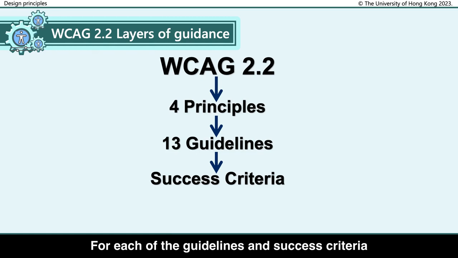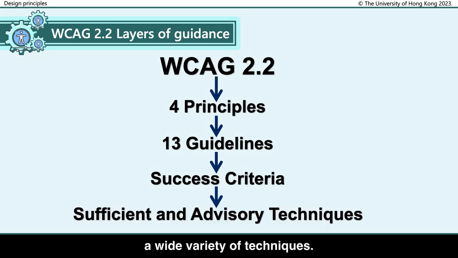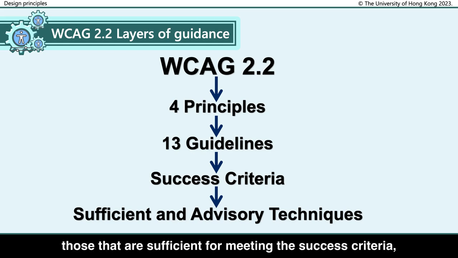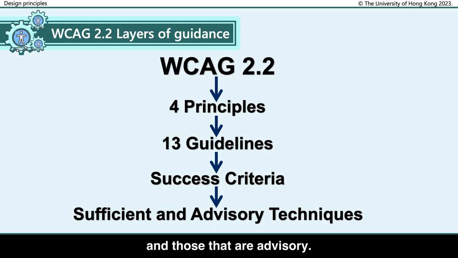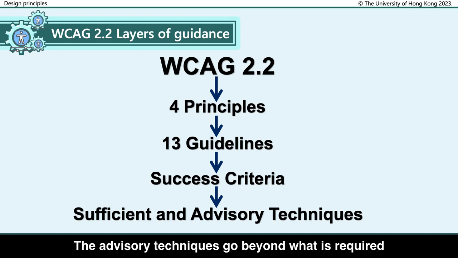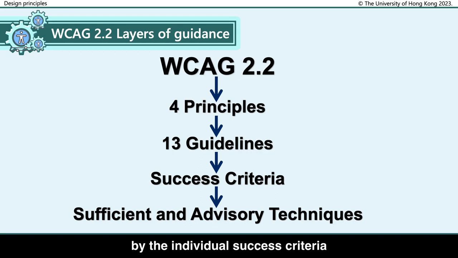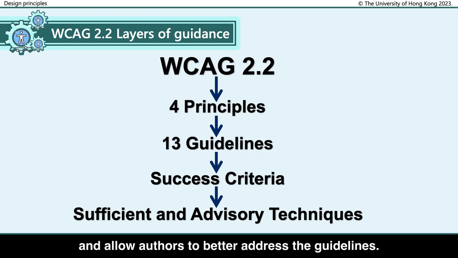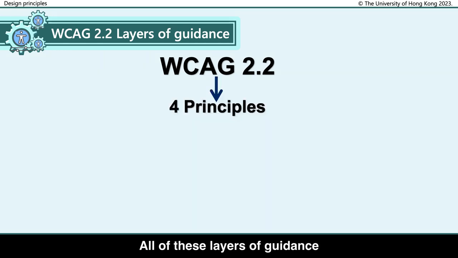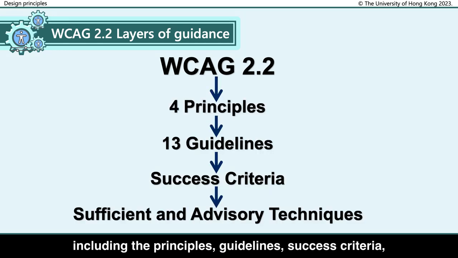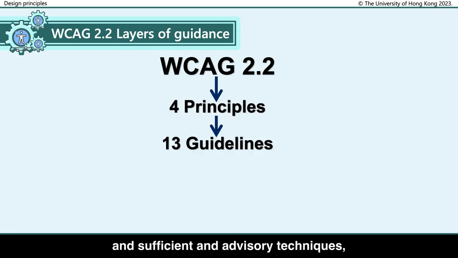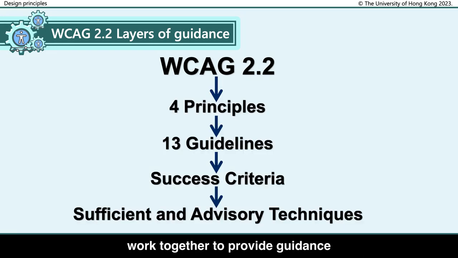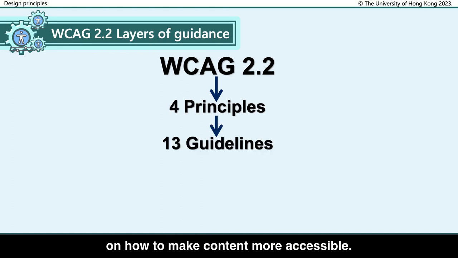For each of the guidelines and success criteria, in the WCAG 2.2 document itself, the working group has also documented a wide variety of techniques. The techniques are informative and fall into two categories: those that are sufficient for meeting the success criteria, and those that are advisory. The advisory techniques go beyond what is required by the individual success criteria and allow authors to better address the guidelines. All of these layers of guidance, including the principles, guidelines, success criteria, and sufficient and advisory techniques, work together to provide guidance on how to make content more accessible.